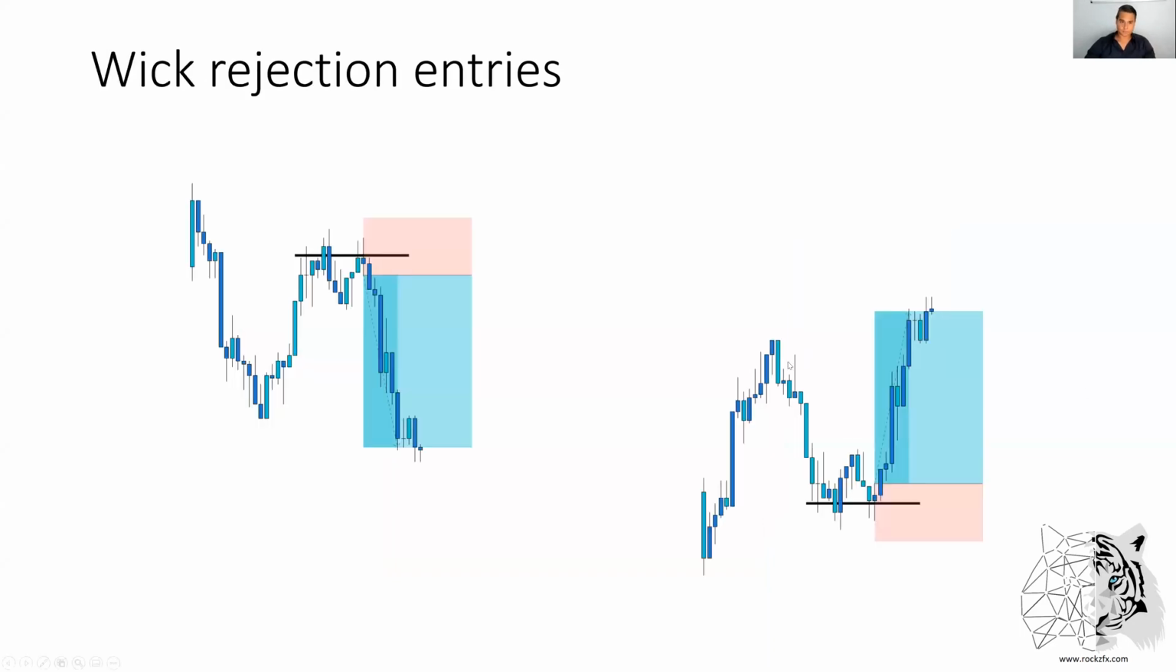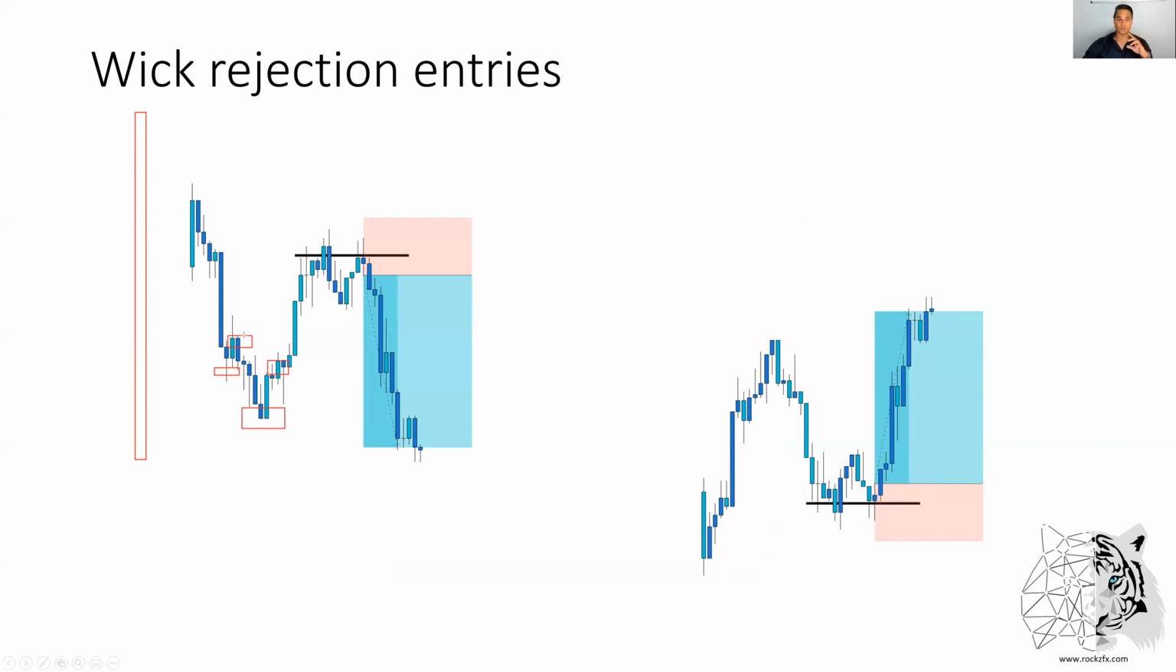Next slide. Wick rejections. You all know it. It's simple. Now, you lot were like, oh, can we see examples on the charts? Look here. This is a strong downtrend, and look how the market forms all this madness on the 1 minute.